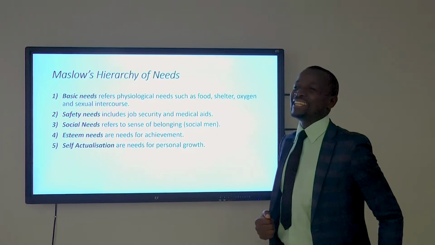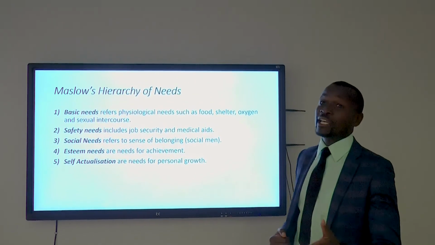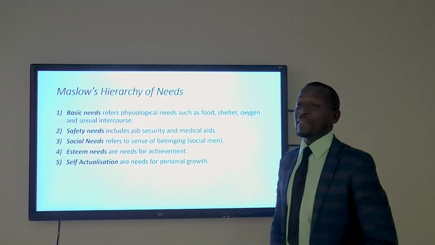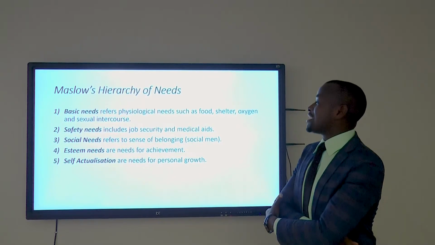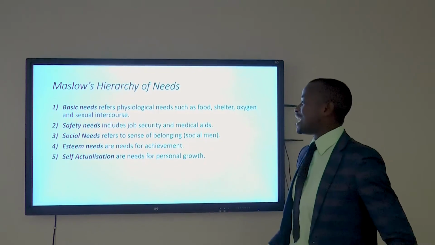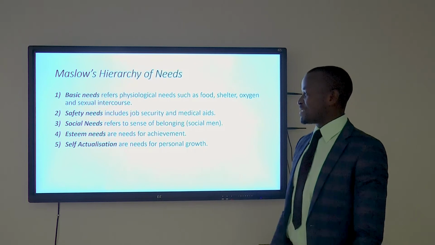So I'm going to give you an example, as learners, where you can easily see whether the teacher is sexually motivated or is not sexually motivated. Remember, sexual intercourse is part of basic needs.